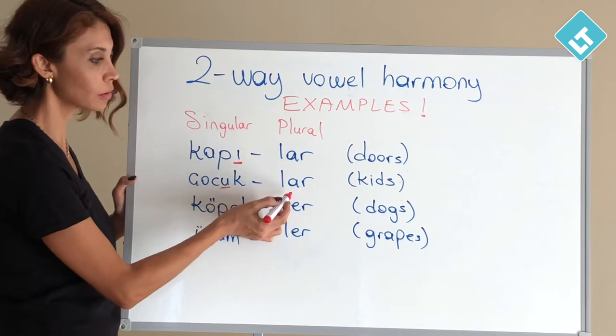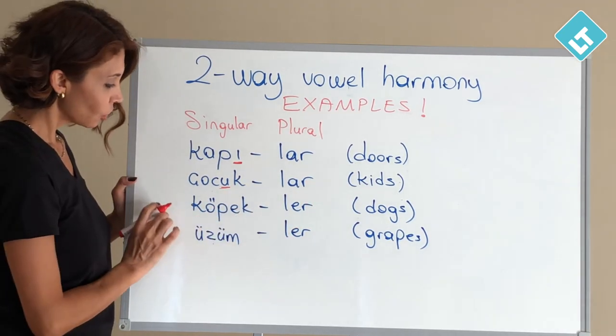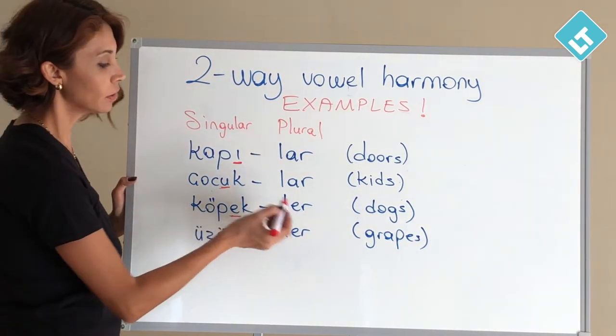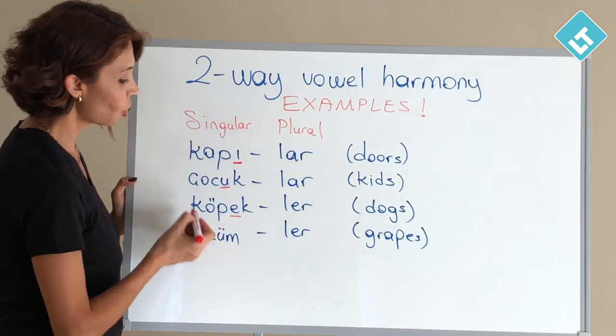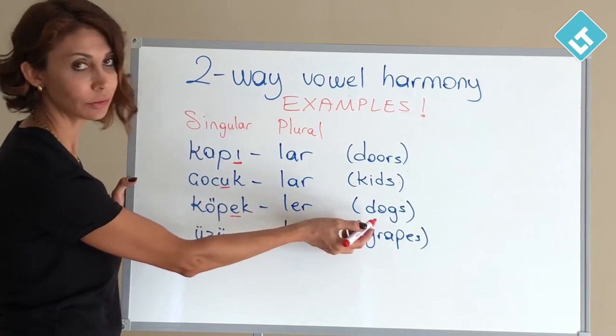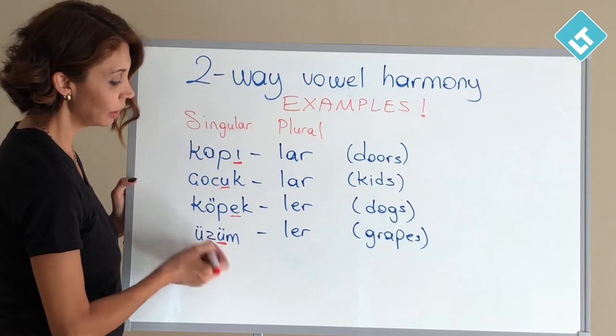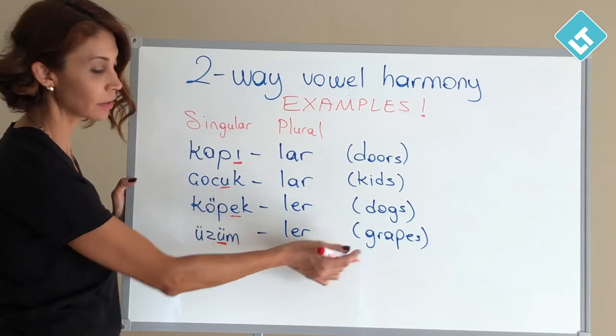Çocuk is ending with a back vowel again, so I need to use the lar suffix. Çocuk, çocuklar, kids. Köpek is ending with a front vowel, so I need to use the ler suffix. Köpek, köpekler, dogs. Üzüm is ending with a front vowel. Üzüm, üzümler, grapes.